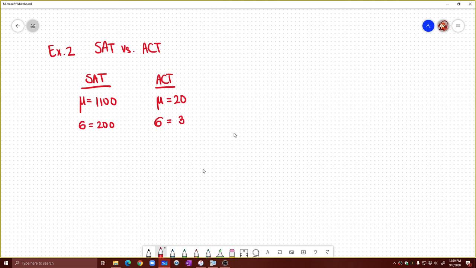Okay, so now let's talk about it. A student takes the ACT and the SAT as well. On their SAT they scored a 1200, but on their ACT they scored a 21. So which one's the better score? Let's say I have to report this to my college. Which one do I want to put on the paper? Because one's going to be better than the other. So this is where we want to standardize the scores.